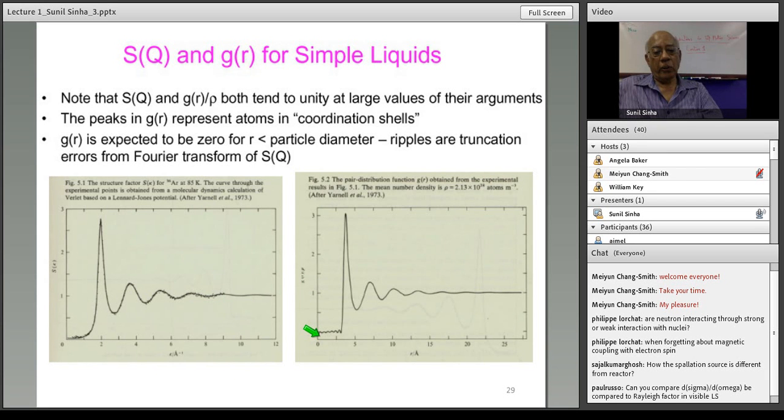You get zero up to the diameter of the particle, because these are hard spheres, so you cannot have a particle closer than a diameter to the original particle at the origin. But then it takes off, and you get a large number of particles clustered at a diameter, which is the first shell of neighbors in this liquid, and then you get a second shell and third shell and so on, and it dies off to the average. So this is basically what the pair distribution function for a liquid looks like, in the sense of an isotropic average.